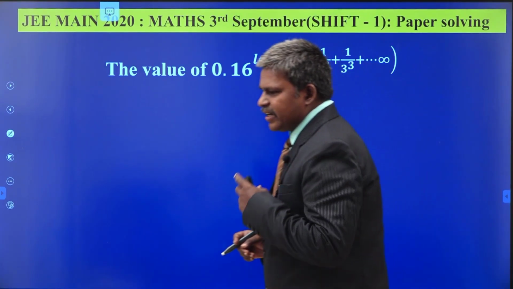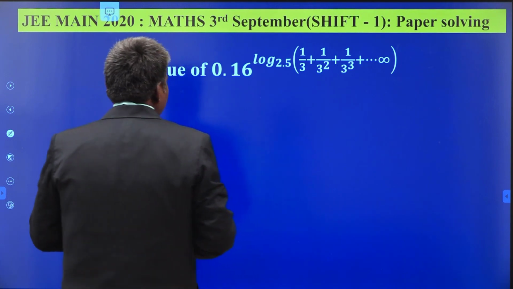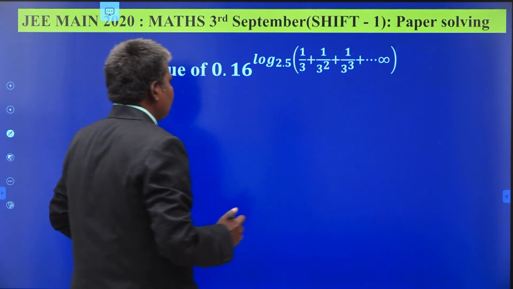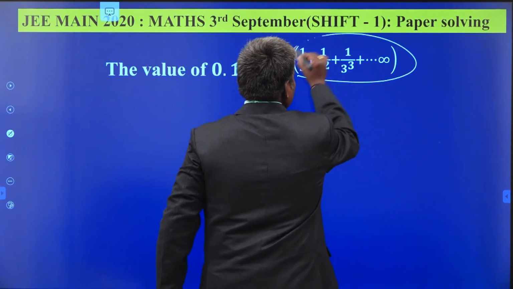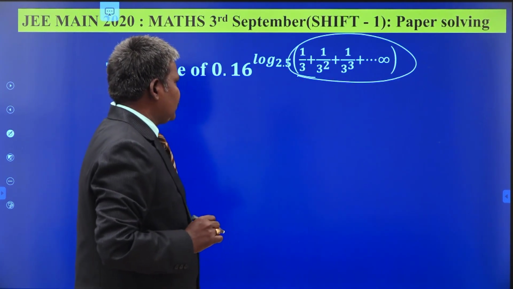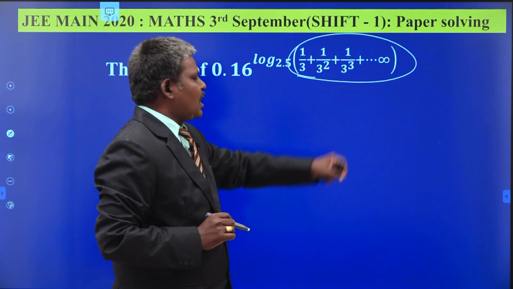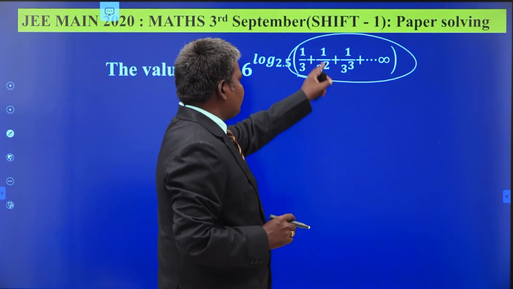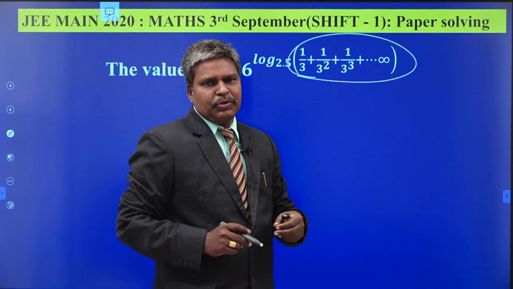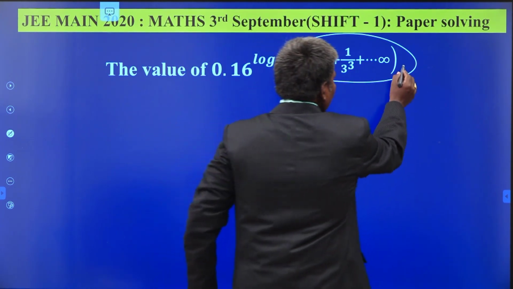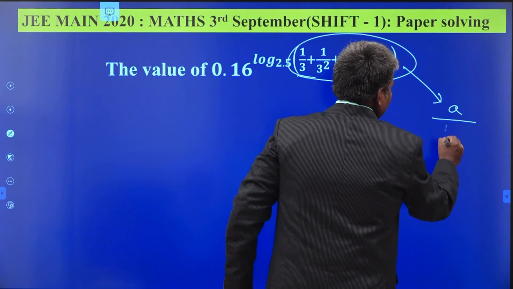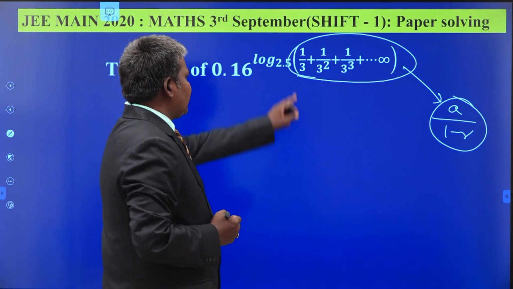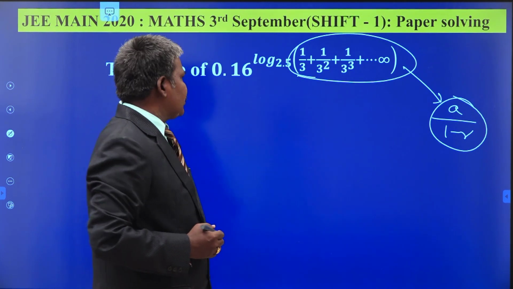See here, this is related to logarithms. The value of this one is what? This is an infinite geometric progression with the common ratio 1 by 3. Right? 1 by 3 plus 1 by 3 square plus 1 by 3 cube and so on up to infinity. What is its sum now? A by 1 minus R. The sum is obtained by the formula A by 1 minus R. A is the first term, R is the common ratio.